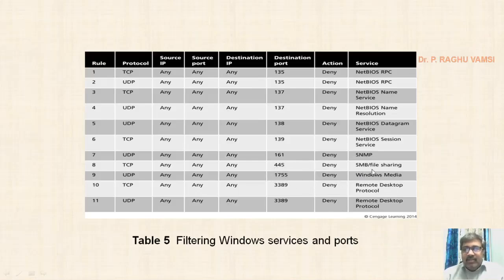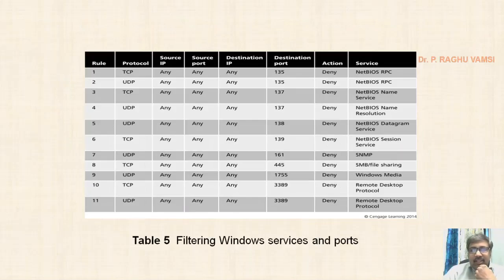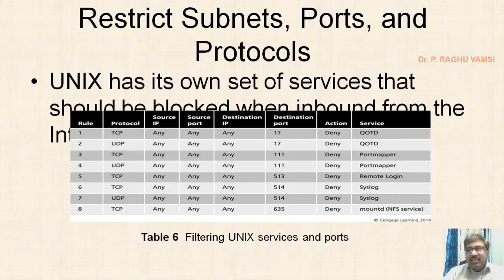And 1755 is for Windows Media, and 3389 is for the remote desktop protocol. Like that, every service has a corresponding dedicated port to be used. So you may use such rules to avoid malicious activity. And here also Unix has its own set of services. So you may use the Unix services like this. This is with respect to the Windows services, mentioned here. And here the Unix services like port mapper, remote login, syslog, this kind of thing, were mentioned in this table.